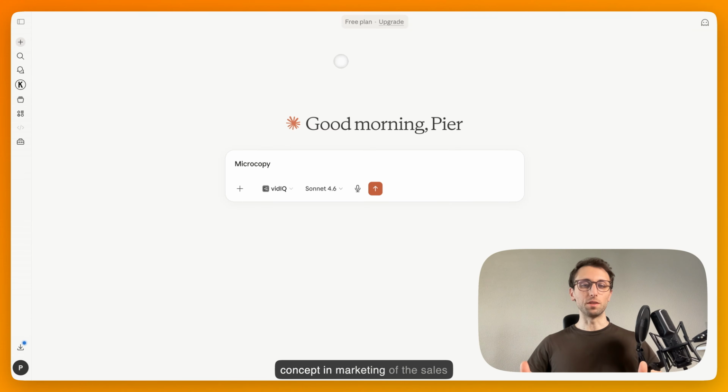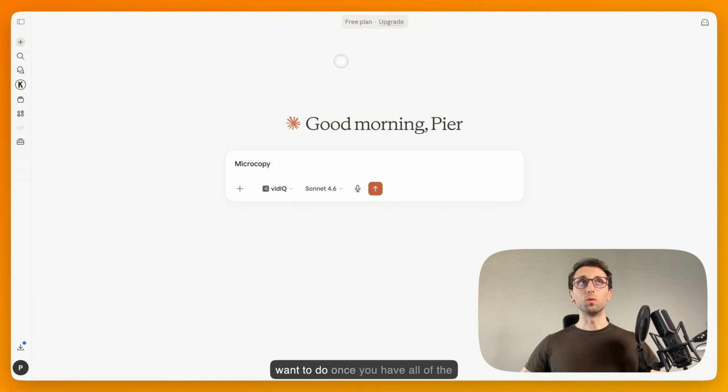There is this concept in marketing of the sales cycle, and you want to understand and dictate where the user is in that sales cycle, because in different states, different types of copywriting are going to be more or less effective. And this actually brings us to the third point, which is again an undervalued way of utilizing Claude for a lot of designers, and that is to stress test.